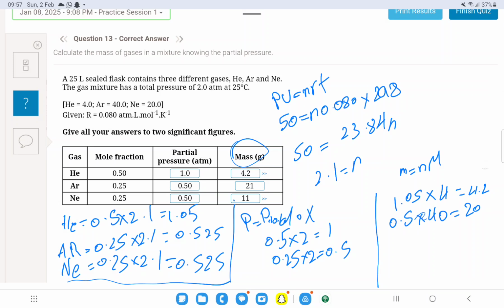Oh, sorry, 0.525 times 40 equals 21. 0.525 times 20 for neon equals 10.5. They want two significant figures, you round it up and it's 11. But that's how you do this. Don't forget significant figures.